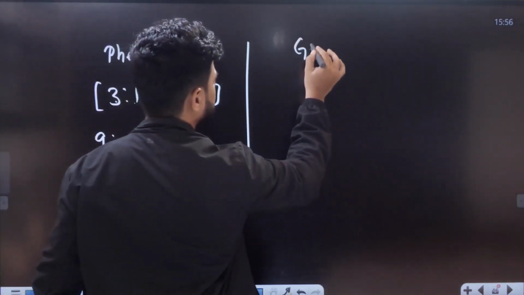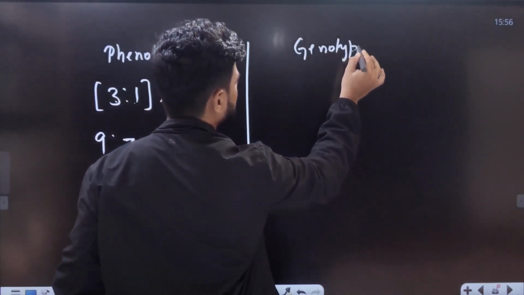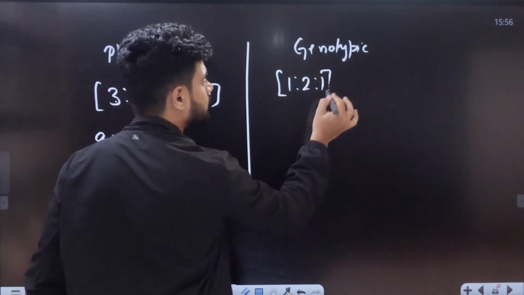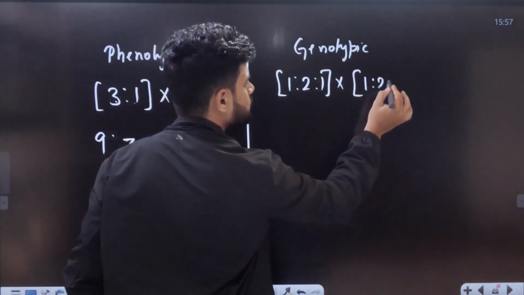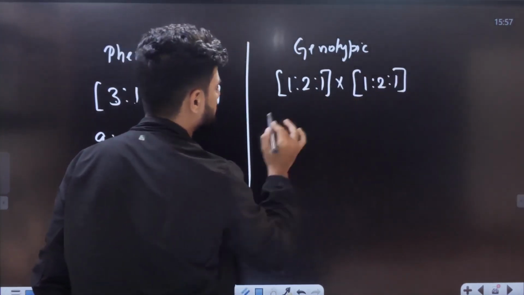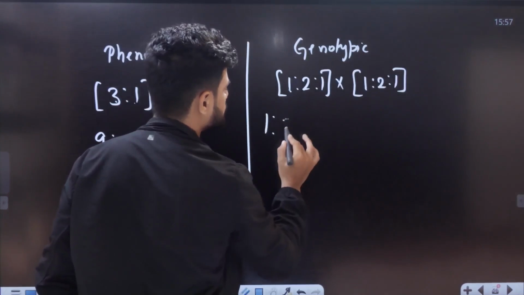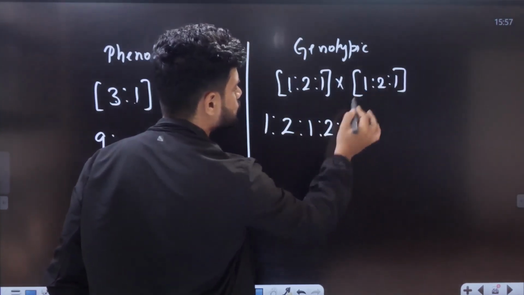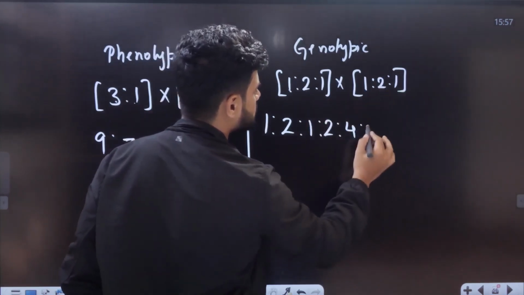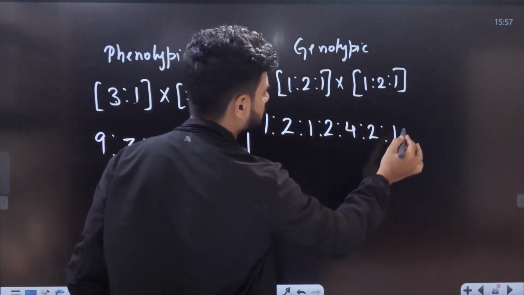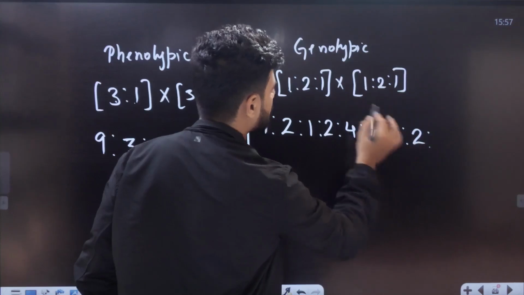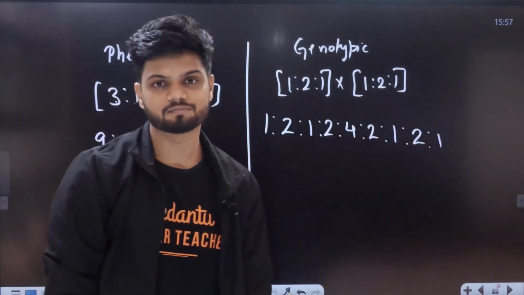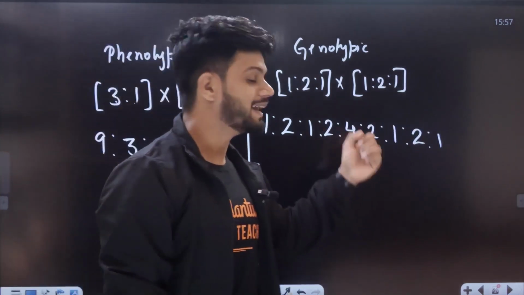What is the genotypic ratio? Genotypic ratio of monohybrid was 1:2:1. Cross it. 1 into 1 is 1. 1 into 2 is 2. 1 into 1 is 1. 2 into 1 is 2. 2 2s is 4. 2 into 1 is 2. 1 into 1 is 1. 1 into 2 is 2. And 1 into 1 is 1. That is 1:2:1:2:4:2:1:1. That is your genotypic ratio of your dihybrid cross.